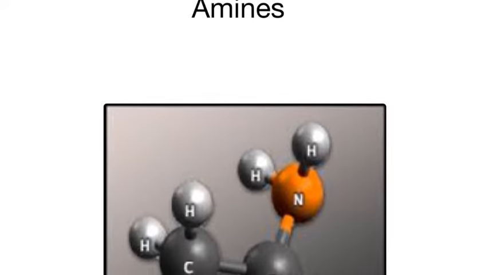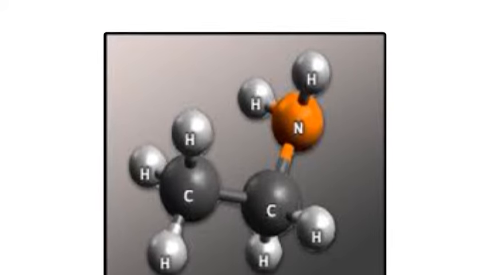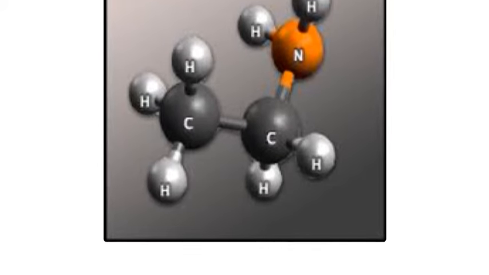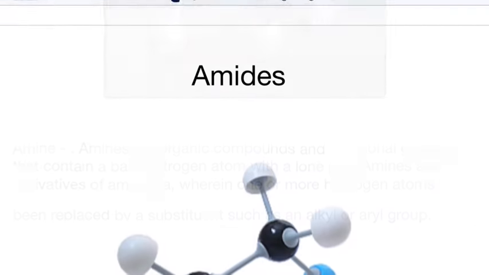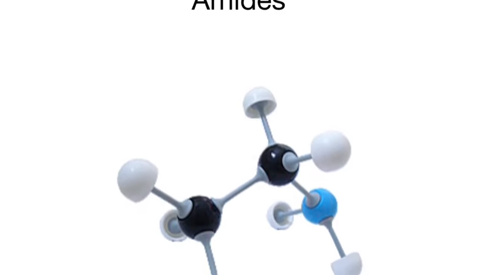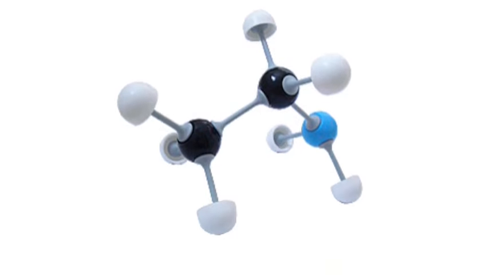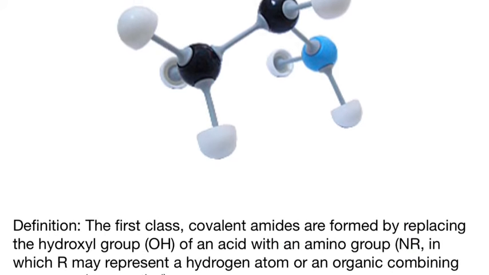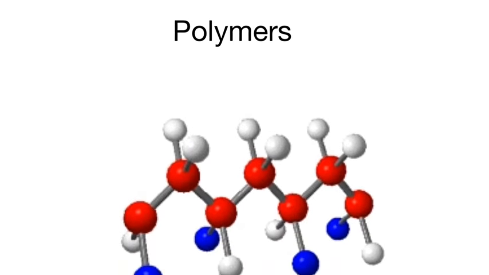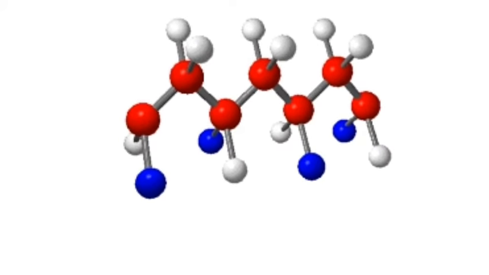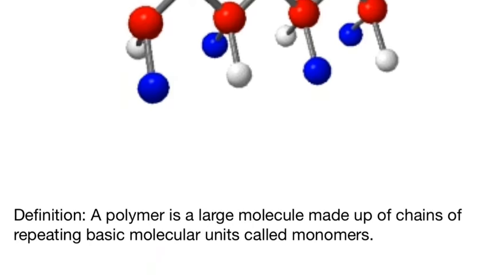Here we have amines, and so here's a diagram, and then here's the definition for amines. Next, we have amides, and here's a diagram for that, and here's the definition. Lastly, we have polymers. Here's the diagram, and here's the definition. And that is the end of my supercarbon project.